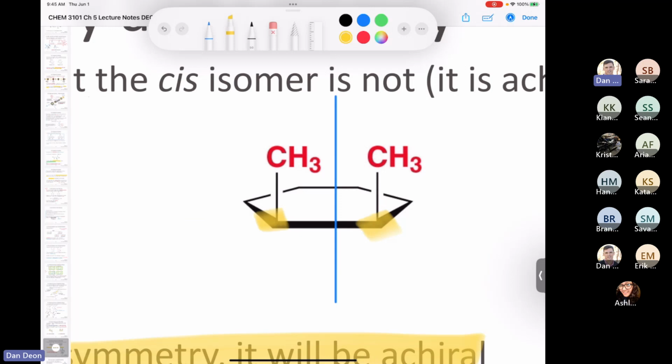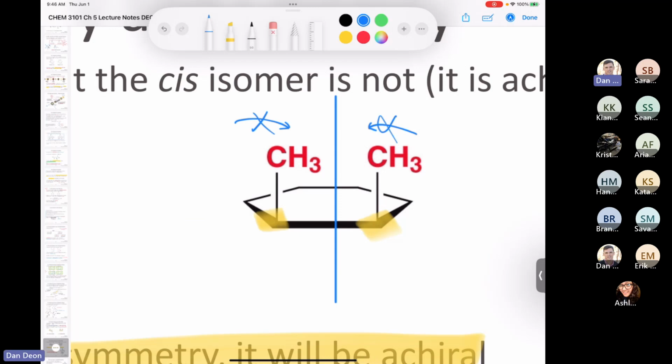Well, that means that one is going to rotate plane polarized light in one direction, and the other one's going to rotate it by the same amount, but in the opposite direction. And I don't know whether they're clockwise or counterclockwise. That's neither here nor there, but they're going to cancel each other out. So when you add those two things up, you get 0.